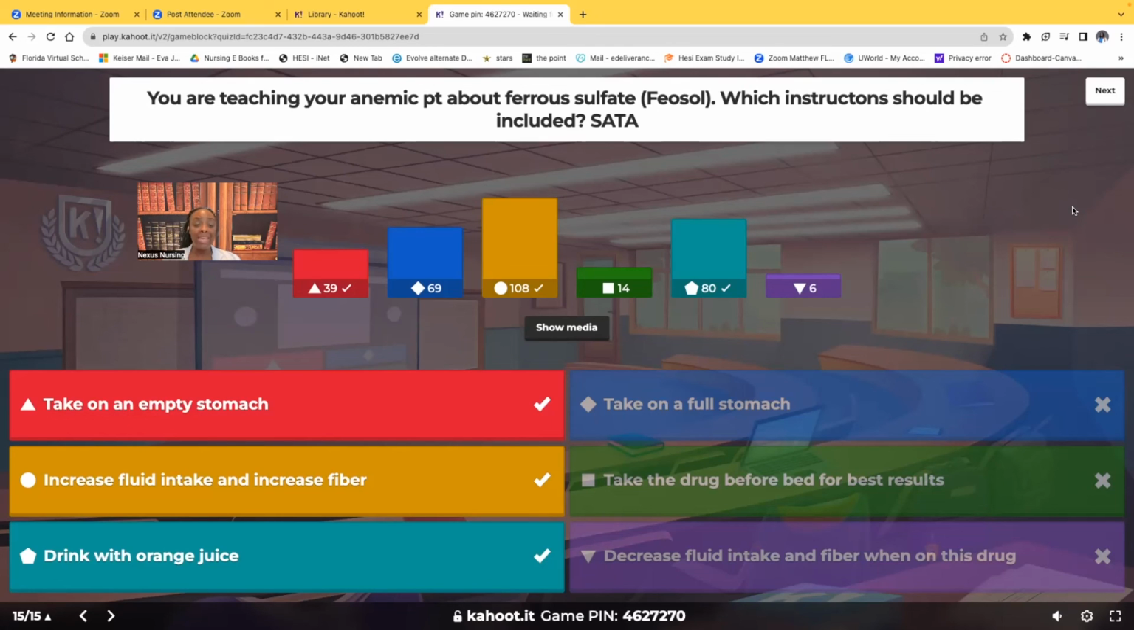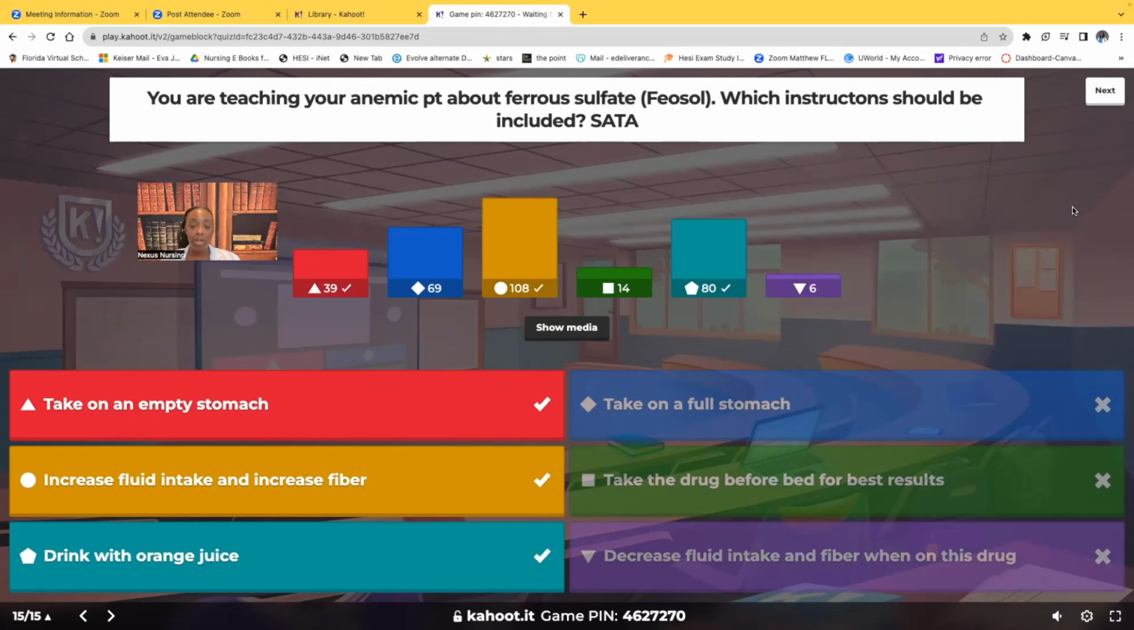Increase fluid intake and increase fiber, true. Why? Iron causes constipation. And so you're going to teach a patient to increase fluids, increase fiber, and increase activity. Make sure they're moving about. We don't want them to develop constipation. And drink with orange juice. Why? Orange juice is high in vitamin C. Again, you need that vitamin C. You need that ascorbic acid for iron to be absorbed.